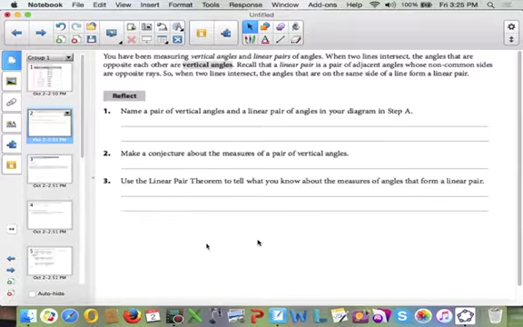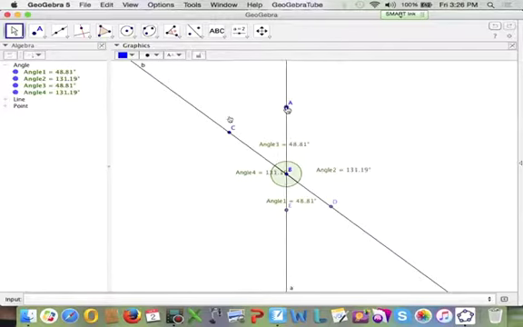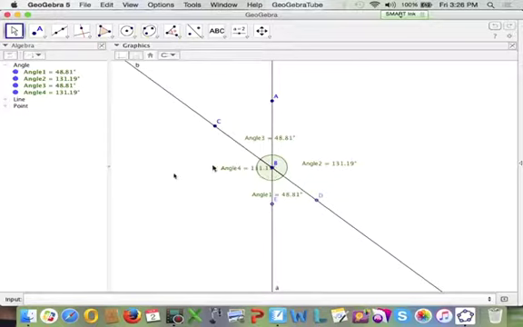It's asking us in Reflect problem 1 to name a pair of vertical angles and a linear pair of angles in our diagram from step A. So in your notes, you might want to copy that diagram down so that when we identify a pair of vertical angles and a linear pair of angles, you're not looking at those numbers later and wondering what they referred to.